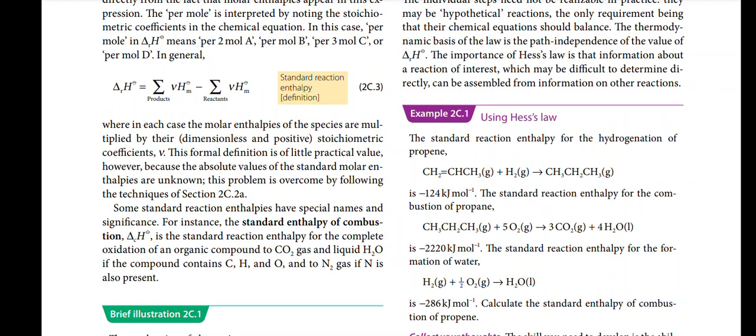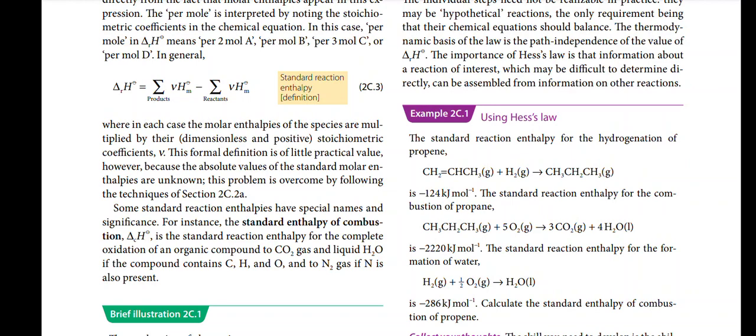In general, delta HR naught is equal to the sum over products minus the sum over reactants, where in each case the molar enthalpies of the species are multiplied by their dimensionless and positive stoichiometric coefficients nu. This formal definition is of little practical value. However, because the absolute values of the standard molar enthalpies are unknown, this problem is overcome by following the techniques of section 2C2A.